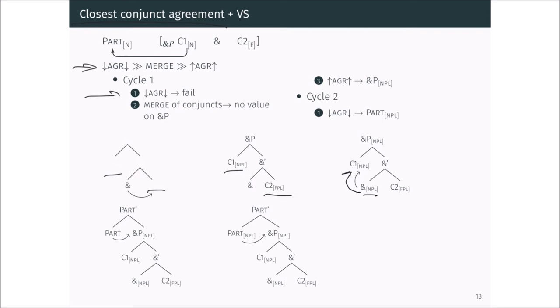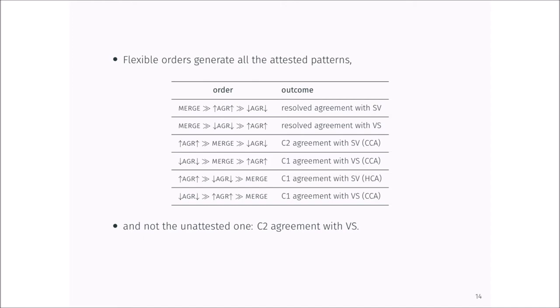So when the participle agrees downward to probe the NP, it will get the neuter feature, which seems to be the feature on the first conjunct, the closest conjunct, but actually it never established a relationship with the first conjunct. It only agreed with the AndP. That's how in this system, the closest conjunct agreement pattern is derived. So in this system, miraculously, all the six orders derive all the empirically available patterns, and the unattested pattern, which is the second conjunct agreement in VS order, is not derivable.